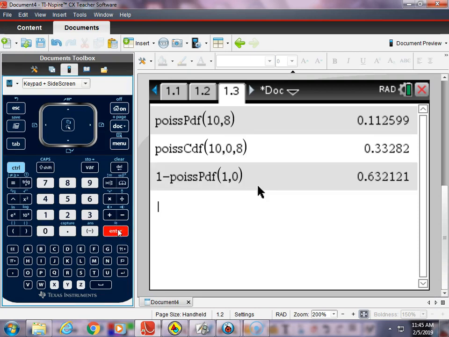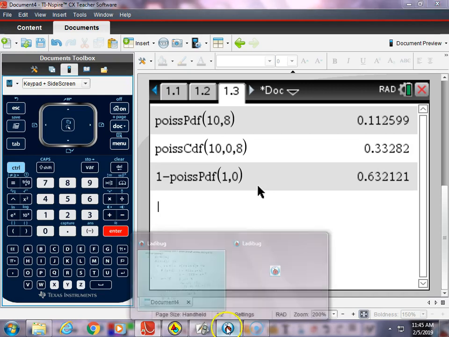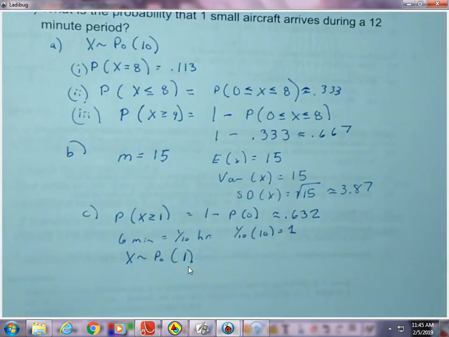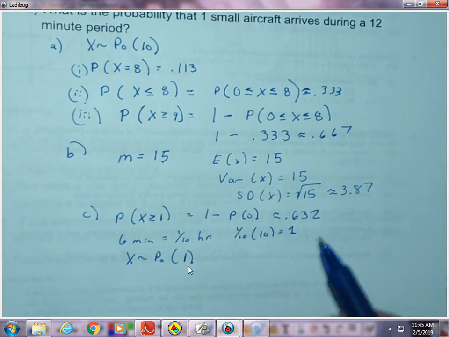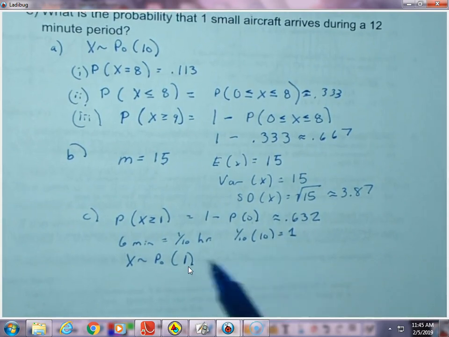That's true. Okay, so I got 0.632. Why are we doing that? Because we were trying to find the probability that there was 1 or more. And so that's 1 minus the probability of not having any. So that's what I put in my calculator: 1 minus the probability of not having any if the average was 1.